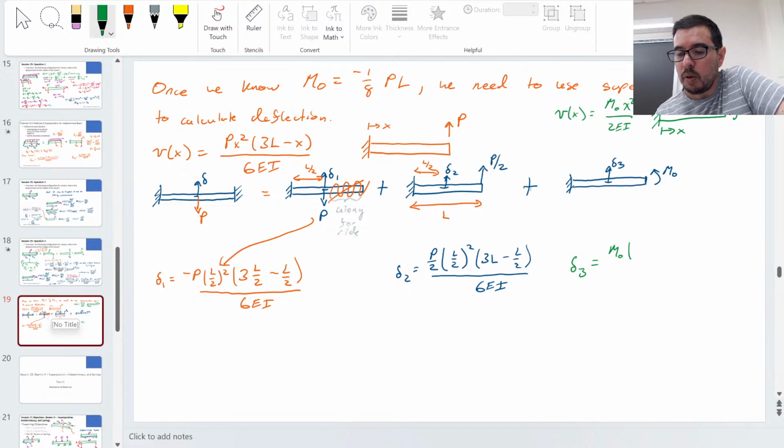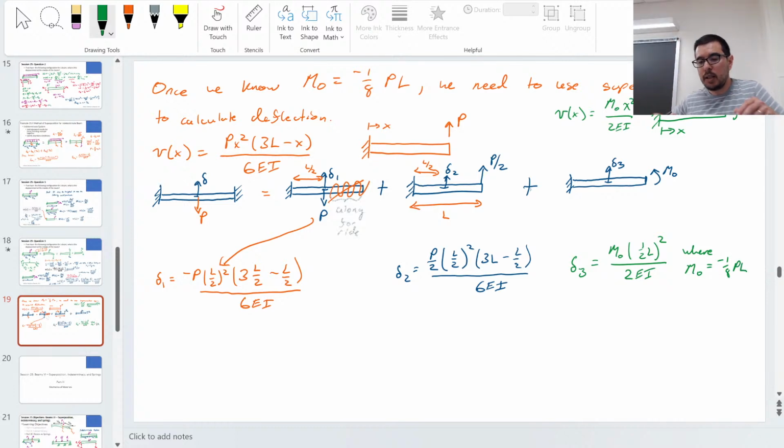So M naught, and then we're halfway across, so that's (1/2 L) squared over 2EI, where M naught is equal to minus 1/8 PL, okay? Because it's resisting, it's keeping it from going down this way. I think that's pretty much it.